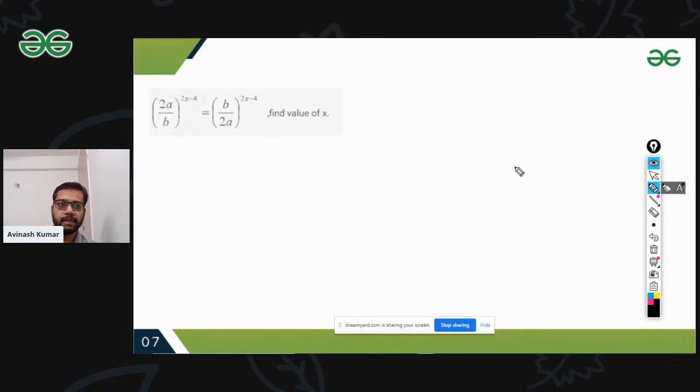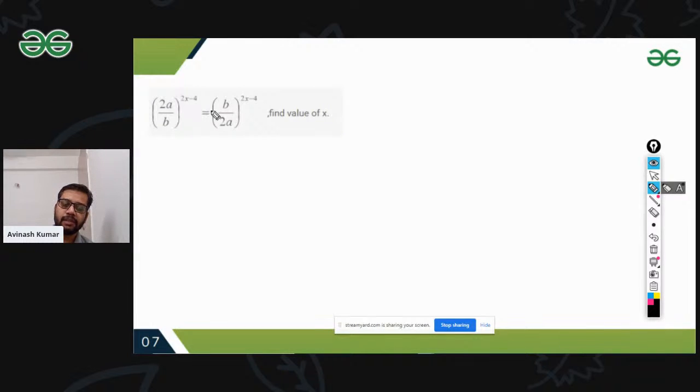Now coming to the question part. See, this is given here 2a by b to the power 2x minus 4, and here it's given as b upon 2a to the power 2x minus 4. So since the base is reversal, 2a by b and it's b by 2a, here the base is actually reverting, it's a reversal of each other. So can I fix this?